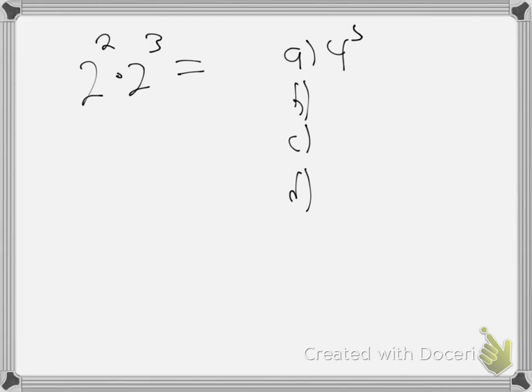4 to the 5th, 4 to the 6th, 2 to the 5th, 2 to the 6th, none of the above. Are we ready? We're going to answer. We'll do multiple choice. We'll take a survey. This is Family Feud here. Survey says. You ready?